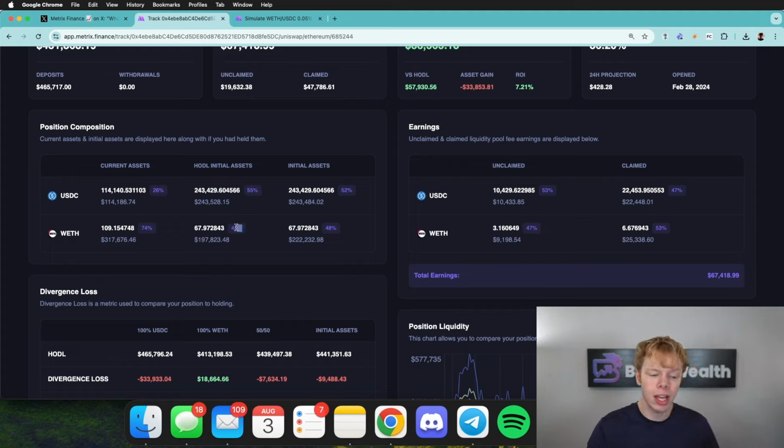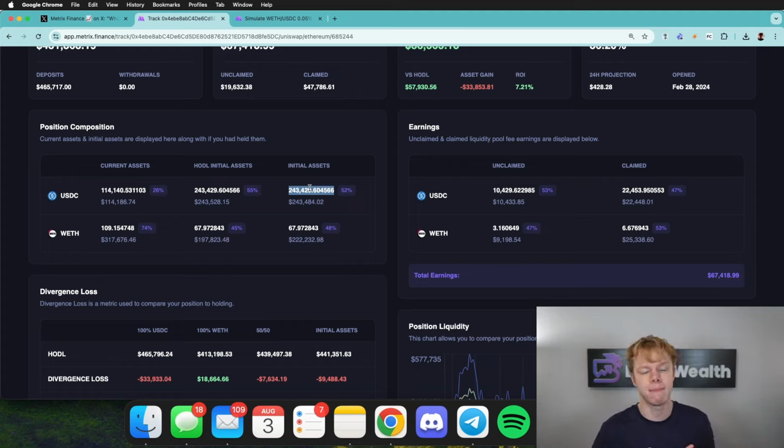Why is that the case? Well, that's because Ethereum has gone down. Remember, if they were to hold their initial assets, those assets would not change. But since they're in the liquidity pool, they actually have a lot less USDC and a lot more Ethereum. They have roughly 114,000 USDC, and then they have 109 Ethereum worth $317,000. That's a 75-25 ratio, basically, more weighted towards Ethereum. And that's because over time, since they started with 50-50 and the price has gone down, they have lost exposure to USDC because their USDC is being used to dollar cost average into Ethereum.